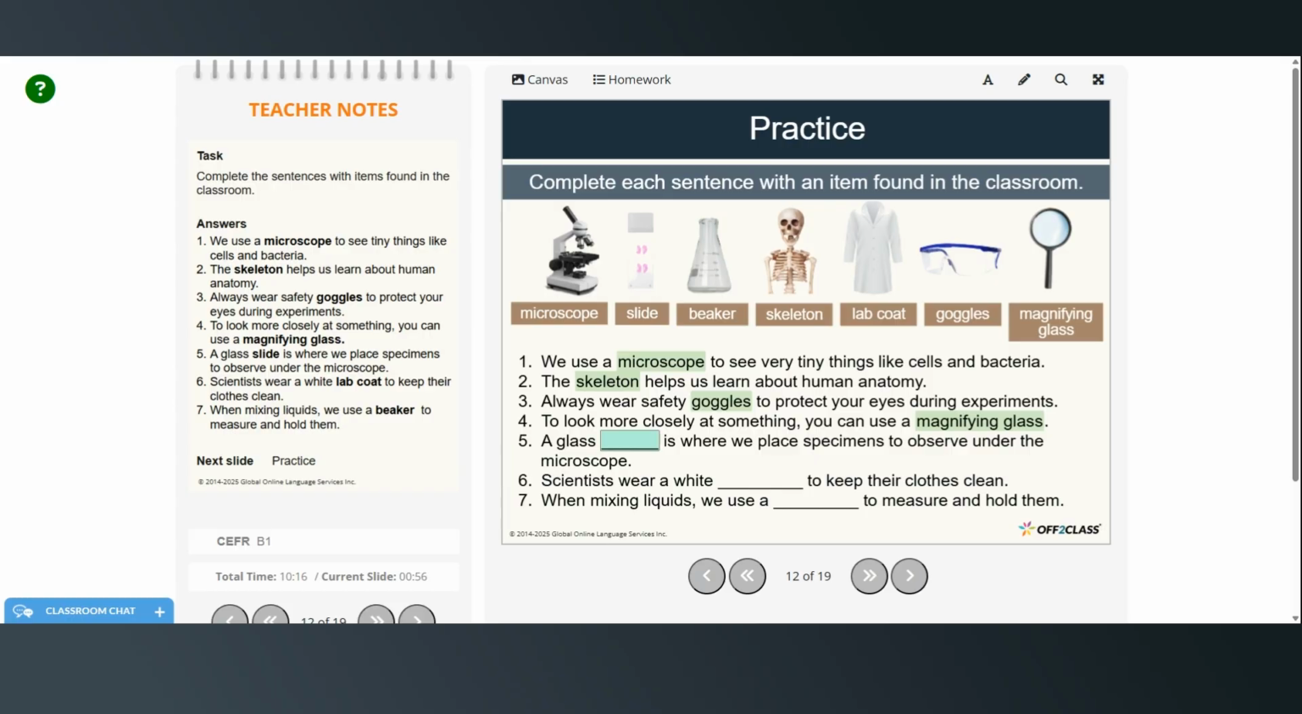A glass slide is where we place specimens to observe under the microscope. Scientists wear a white lab coat to keep their clothes clean. And when mixing liquids, we use a beaker to measure and hold them.